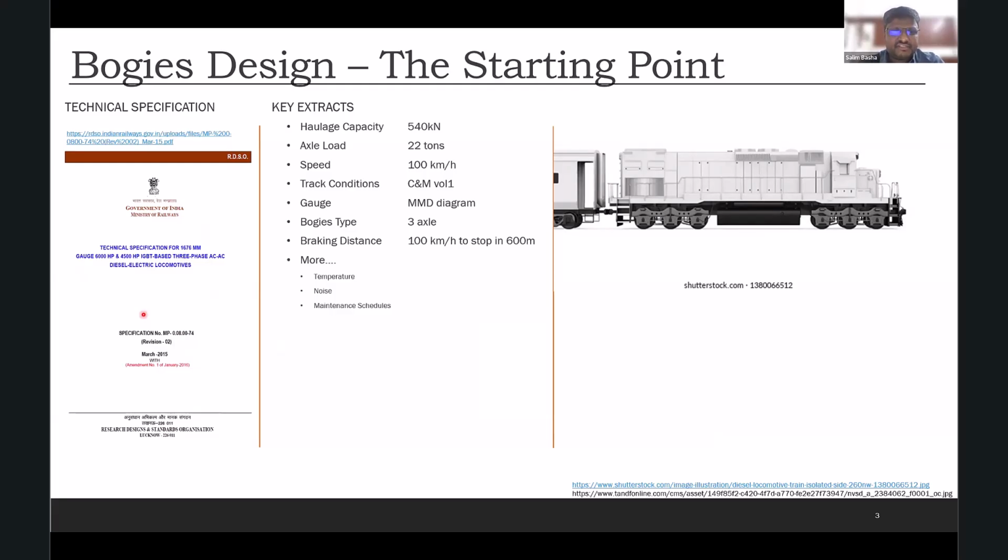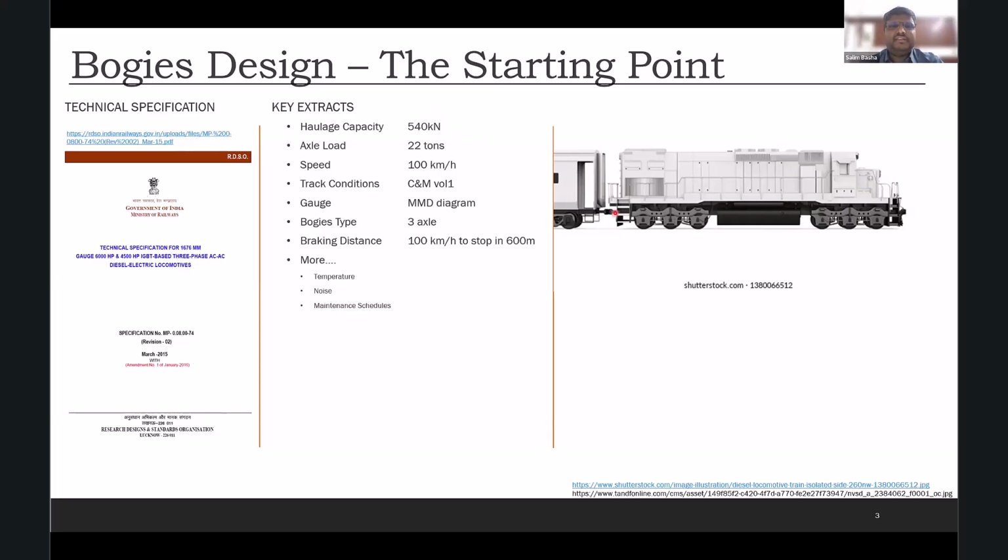Now, as a bogie engineer, there are a few things that I will focus on, which have been written in the second column here. So what is the haulage capacity? The haulage capacity of the locomotive, RDSO needs it to be around 540 kilonewton. By haulage capacity, what I mean is the force that we can generate at the coupler so that it can pull the train. And then they also say that I cannot exceed my axle load beyond 22 tons. And then my speed is going to be 100 kilometer per hour.